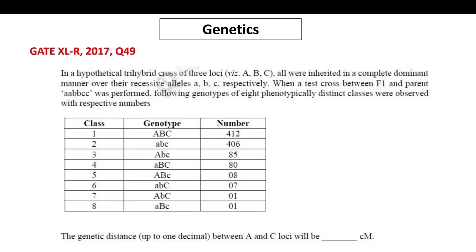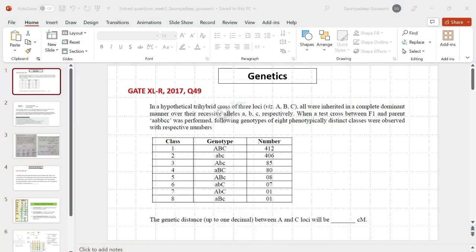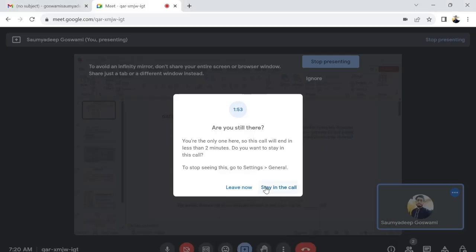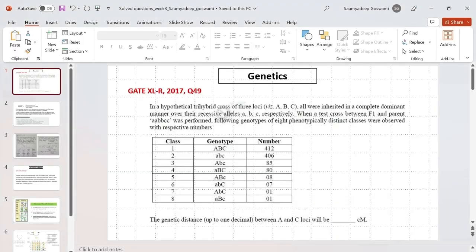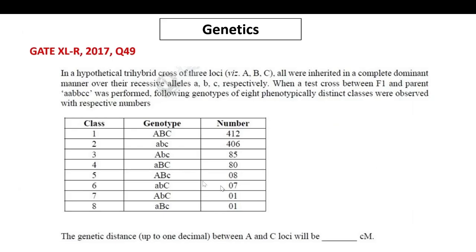So if you see the numbers, the least abundant are these two. From these numbers also you can identify these are your double crossovers. So these are your double crossovers. That is the DCO. Okay.